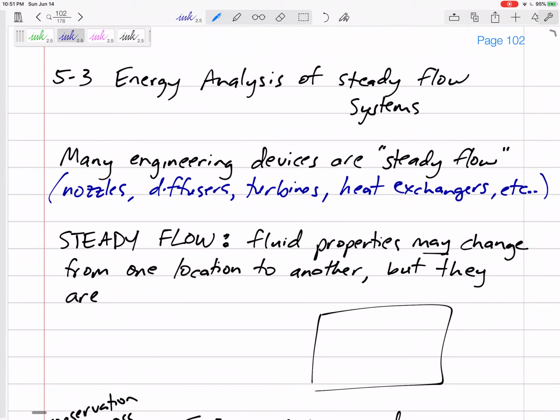Okay, so let's look at steady flow devices and the conservation of energy for steady flow devices. This is going to be an important and hopefully a good video for us to watch because a lot of devices are steady flow devices. We're going to look at nozzles, diffusers, turbines, heat exchangers.